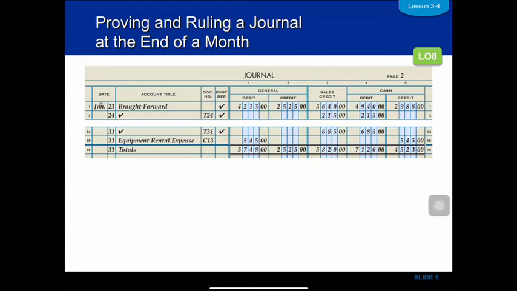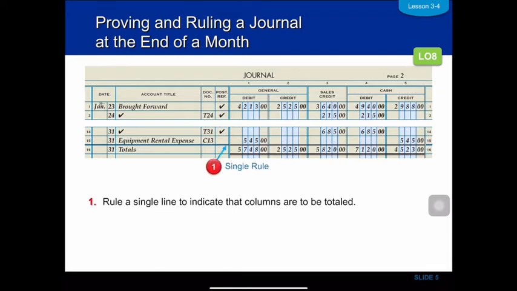Next, proving and ruling a journal at the end of the month. Once your fiscal period of a month has been completed and you are done with your journal entries, again, you are going to go through and you are going to prove that debits equal credits at the end of the fiscal period. So number 1, we're going to again draw a single rule across all 5 amount columns. Now remember, we're on page 2 of your journal from January 23rd through the 31st.